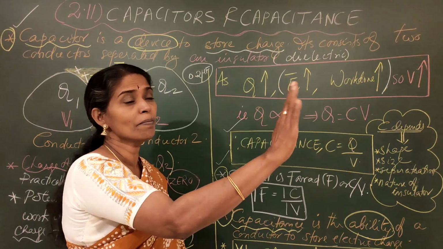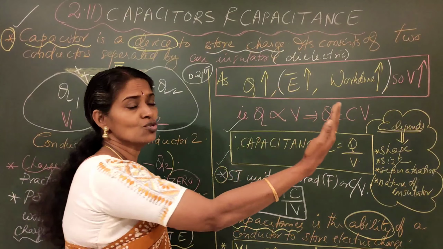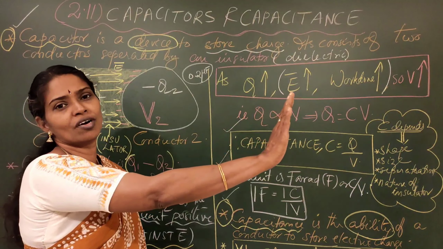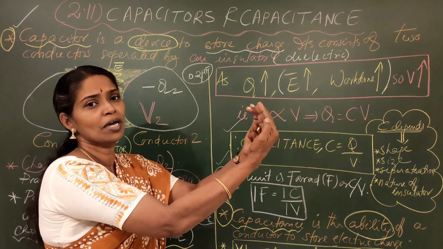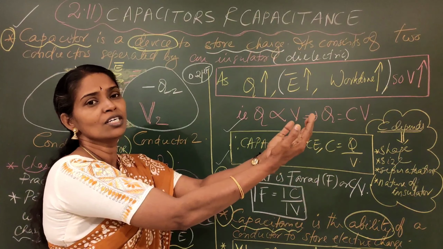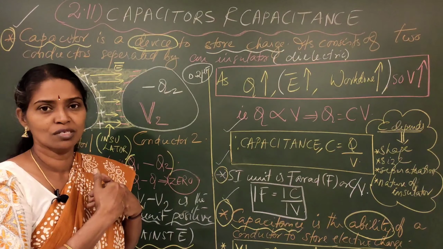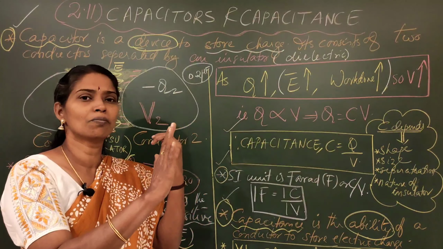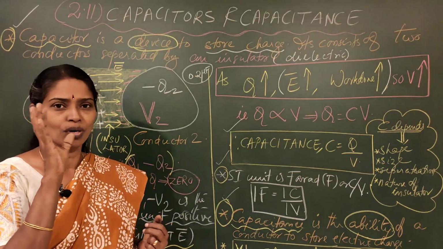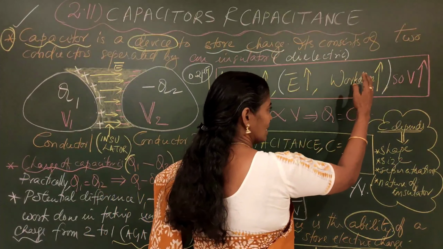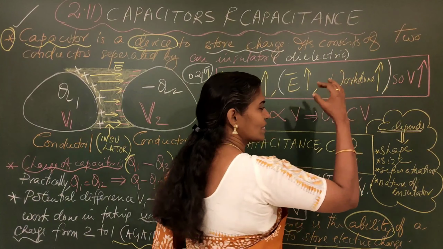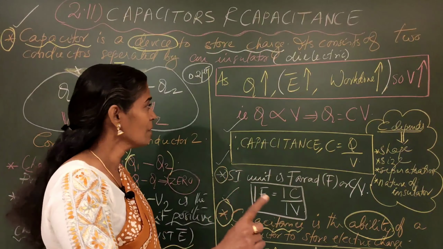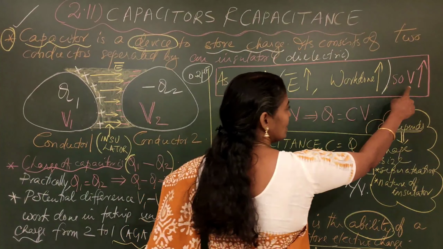I have to do work to overcome the field in the reverse manner. As the electric field keeps increasing, the work done by myself or an external agency to cross the electric field in the reverse manner is increasing. Whatever be the push, the same will be the pull, so that it will overcome. So work done increases. And what is work done? Work done is nothing but potential difference. So you can say when Q rises, V rises.